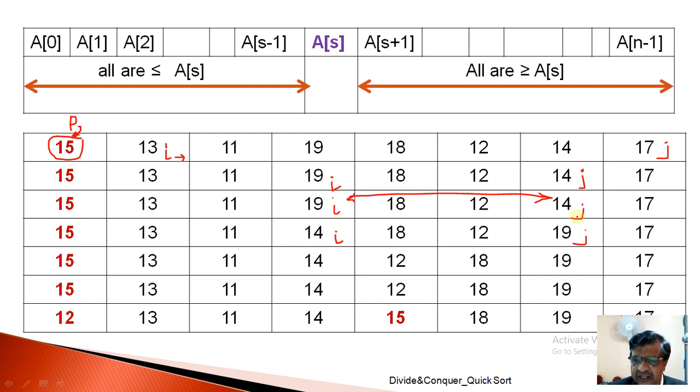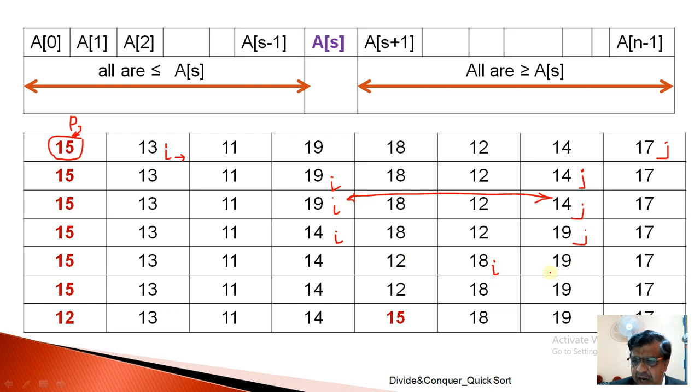In this situation, i has not crossed j, nor has j crossed i. Okay, now it will start moving. I will come and stand here. It can move further. It will come and stop because 18 is greater than 15.